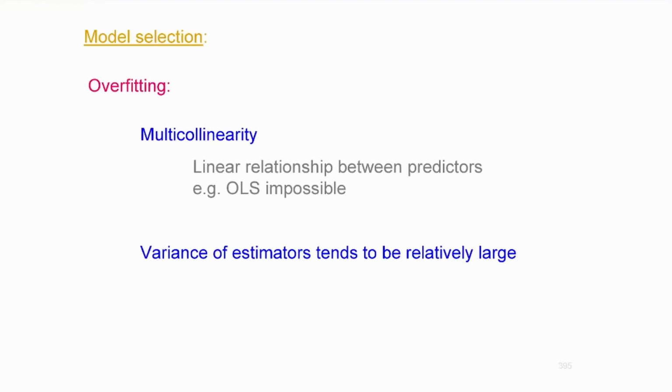And the other one is, of course, that the variance of the estimations tends to increase. This means that you have poor predictive performance, because you have relatively large deviations. If the variance is large, then deviations of predictions from observations tend to be large as well.